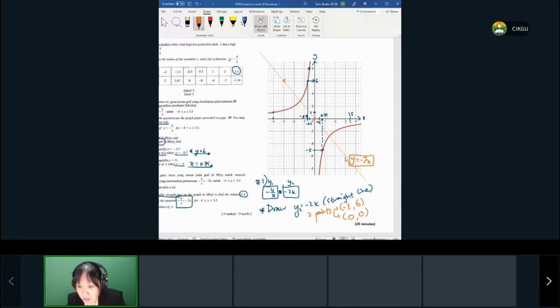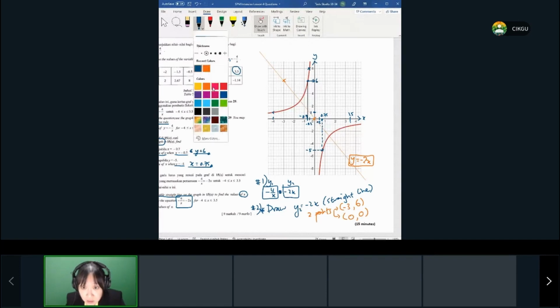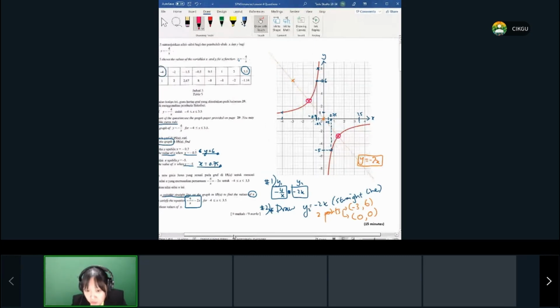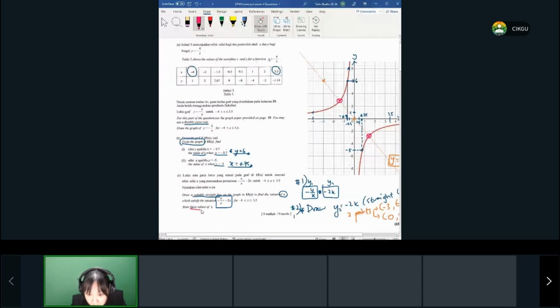Okay, so where were we? First step, then second step. Now we already drew. After we draw, your answer is just the intersection points. One intersection point, two intersection points. So that means for this question, you have two answers. If you go back to the question, they want x values only. They don't need the y values.